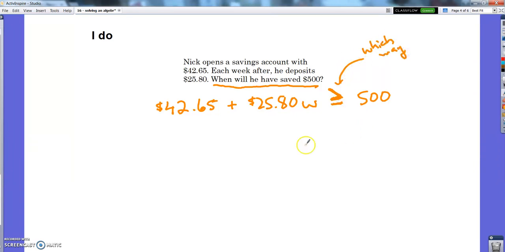So make sure you think about that. In this case, he can have more than or equal to $500. Sometimes you'll see words like this in there. When will he have saved at least $500? That lets you know more is okay. That's an inequality word.